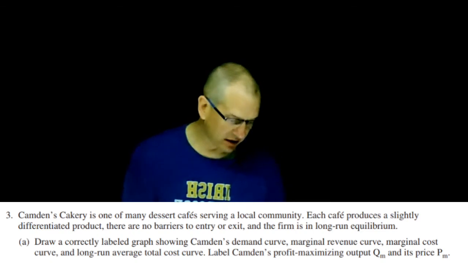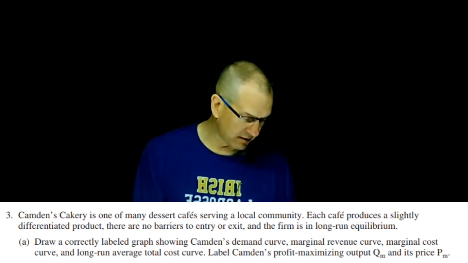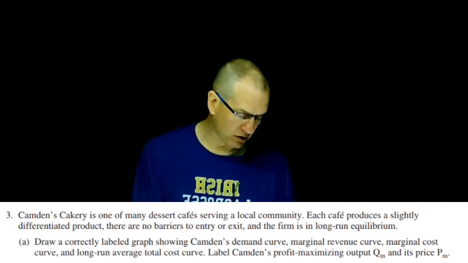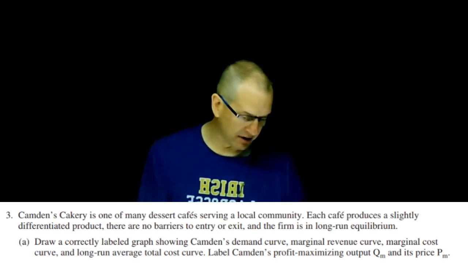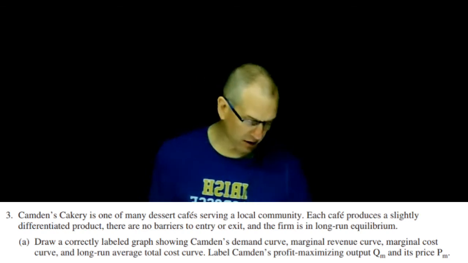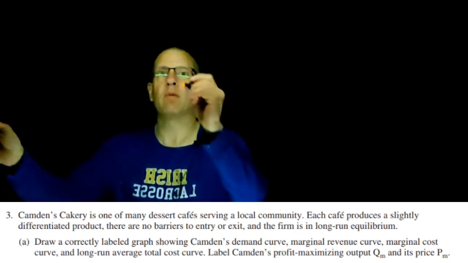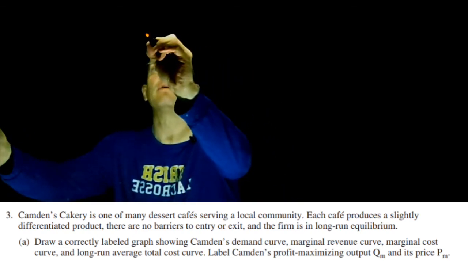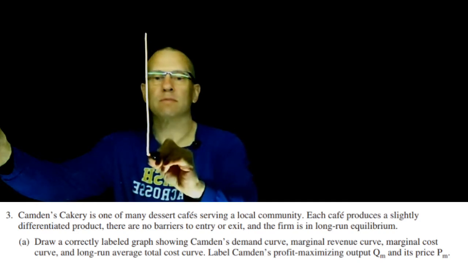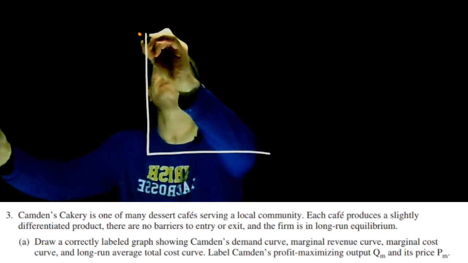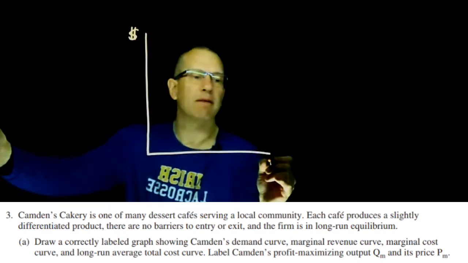So it says draw a correctly labeled graph showing Camden's demand curve, marginal revenue curve, marginal cost curve, and long run average total cost curve. Label Camden's profit maximizing output as QM and QP. All right, so in starting this, we'll start over here and draw this large enough so that we can fit everything on here.